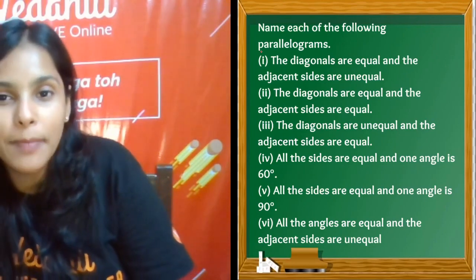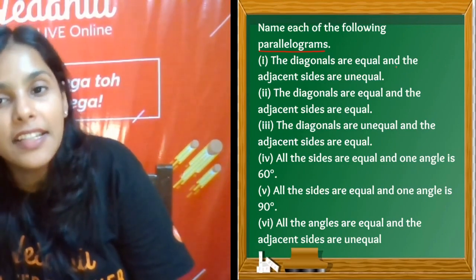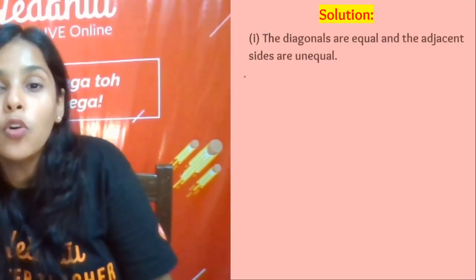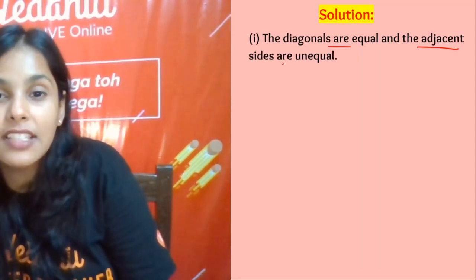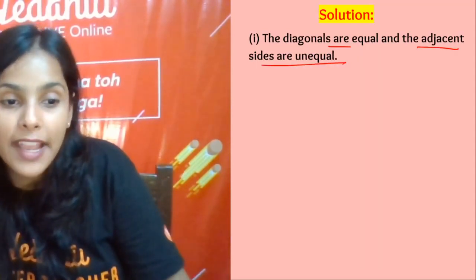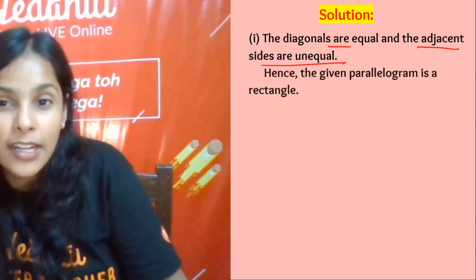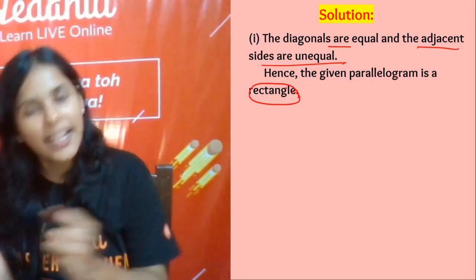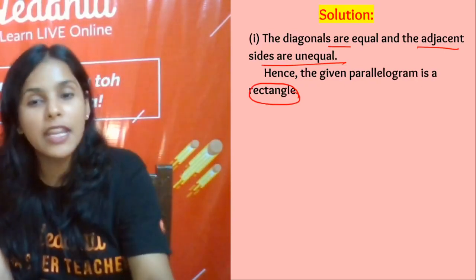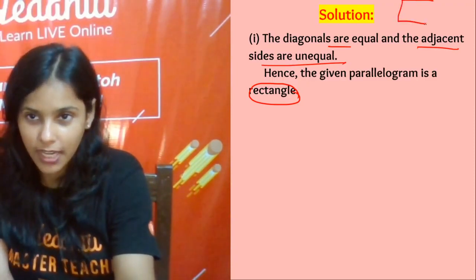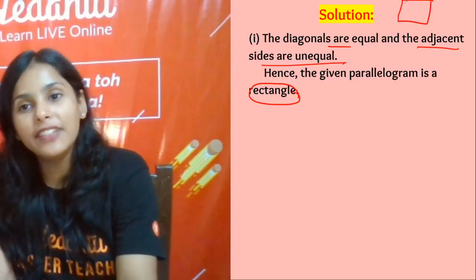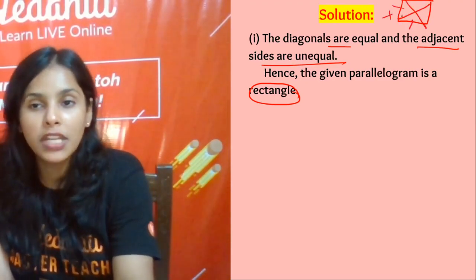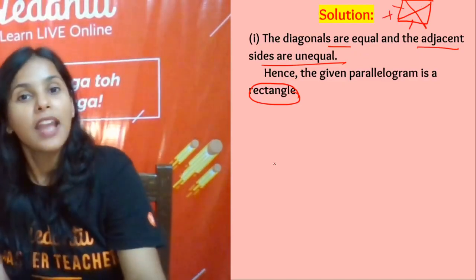Name each of the following parallelograms. First, the diagonals are equal and the adjacent sides are unequal. We all will agree that this is nothing but a rectangle, because the diagonals are equal and adjacent sides are unequal. We know that in a rectangle the diagonals are definitely equal to each other, but adjacent sides are not equal, only opposite sides are equal. I hope it is clear.